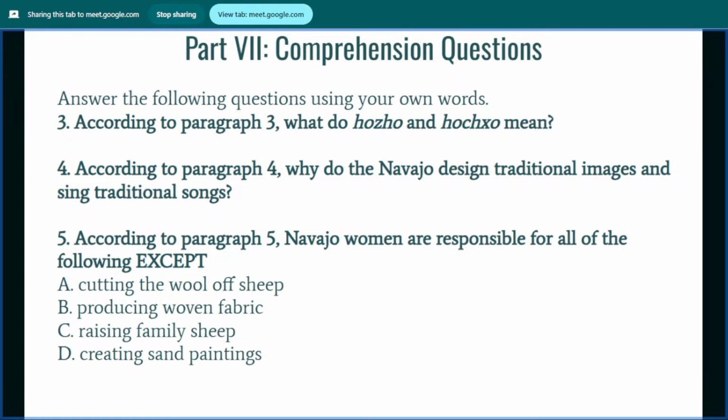Okay. Number 5. It's a negative factual information question. I would say raising family sheep. Pranjali, what's your answer? I guess D is correct over here. Creating sand paintings. Navajo women are responsible for all of the following except, so they don't create sand paintings, they do everything else. But they have not specifically provided whether sand painters are male or female.